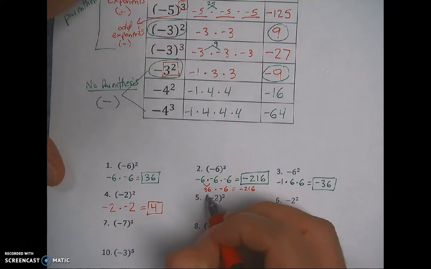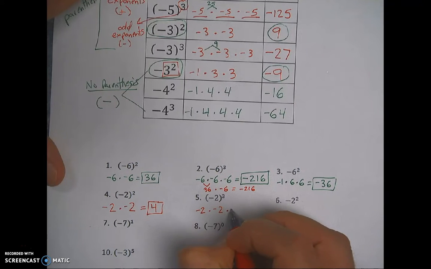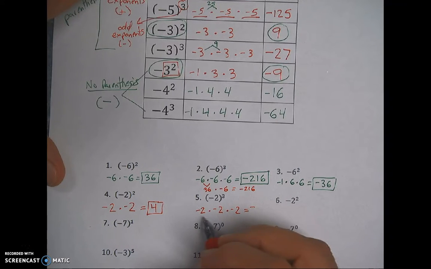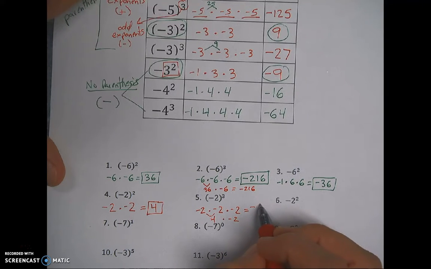So number 5, it's in parentheses, which means the whole thing repeats 3 times. -2 times -2 times -2. 3 negatives create a negative answer because the first 2 together are +4. +4 times this -2 gives me a -8 answer.